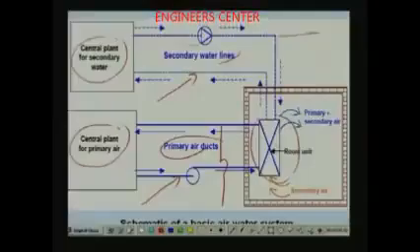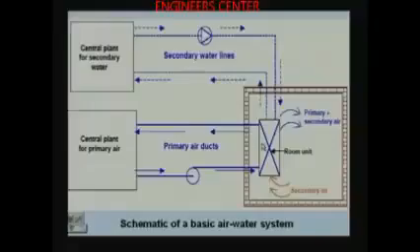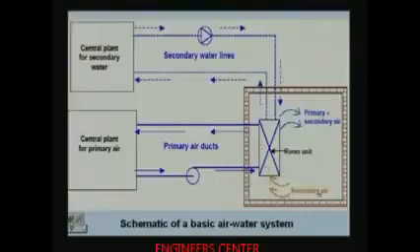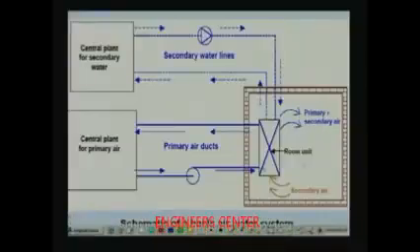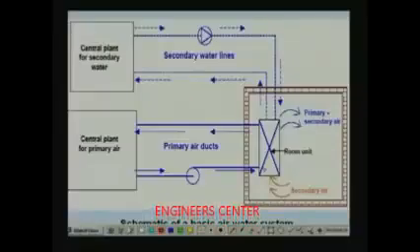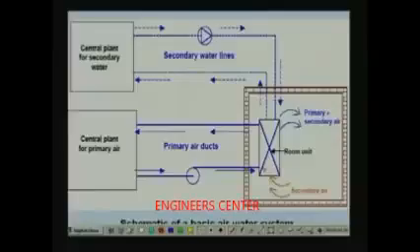So in the conditioned space we have, as I said, a room unit. This room unit could be a fan coil unit or an induction unit, or a radiant panel or something. And here you can see that in the room unit the primary air and the secondary air are mixed and they are cooled sensibly. Then the mixed primary plus secondary air are supplied to the conditioned space for providing the required cooling and heating requirements. So this is what is known as an air water system.